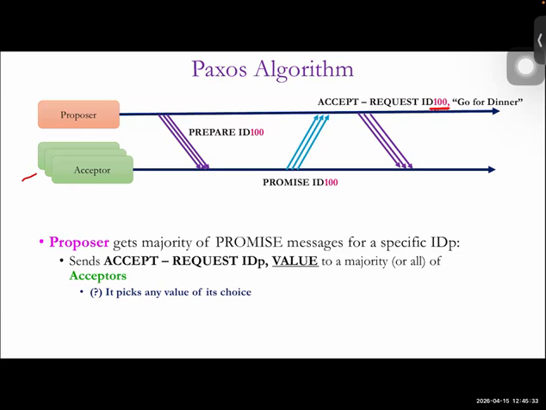So the rule for choosing this value is: if acceptors reported any previously accepted value, the proposer must use the value with the higher proposal number. Otherwise, the proposer uses its own value. Then the acceptors accept the proposal and notify the learners.